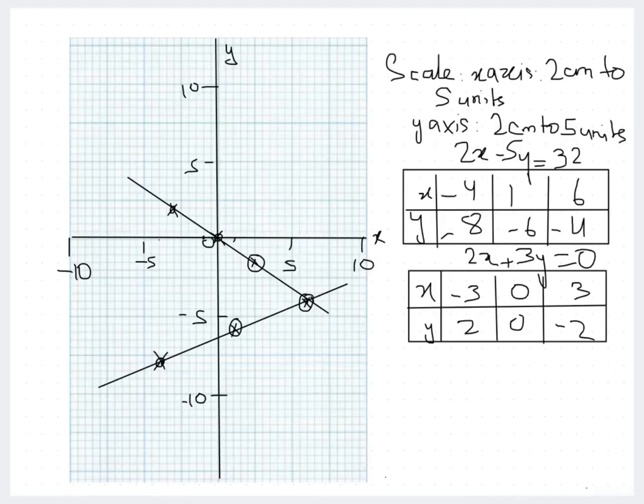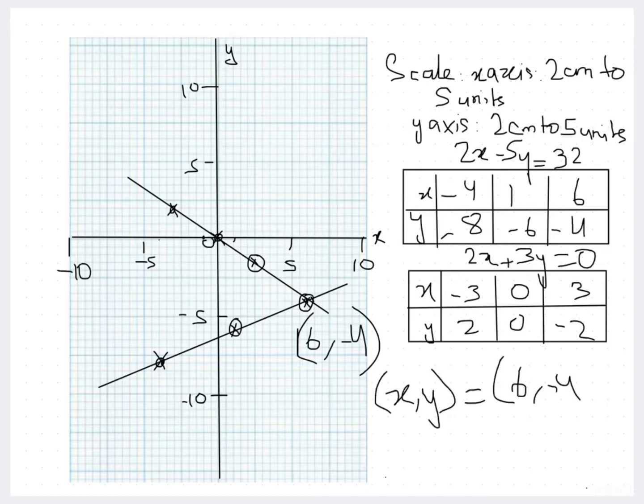I have made the lines according to the points, and the point of intersection at which the two lines on the same axis intersect is our answer. In this graph, as you can see, they intersect at 6 on the x-axis and at -4 on the y-axis. So the answer would be 6 and -4.